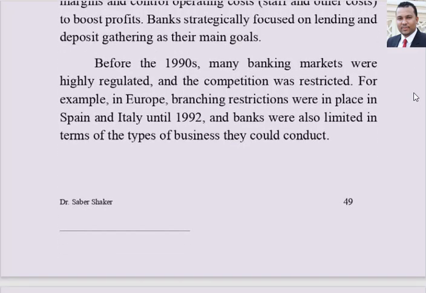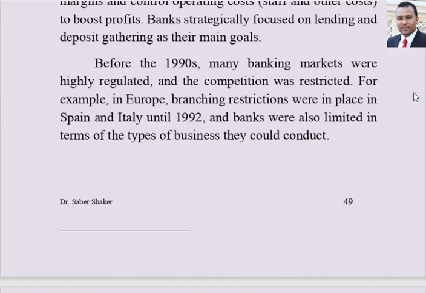We will classify the radical changes or developments in banking before the 1990s and after 1990s. Before the 1990s, we talk about a high regulation level. All in all, there is a negative relationship between the regulation level and the competition level. So a high regulation level leads to lower competition. So before the 1990s, the competition was restricted.